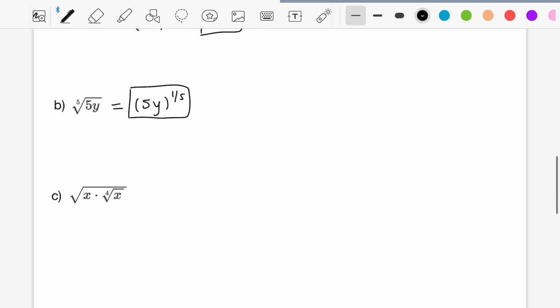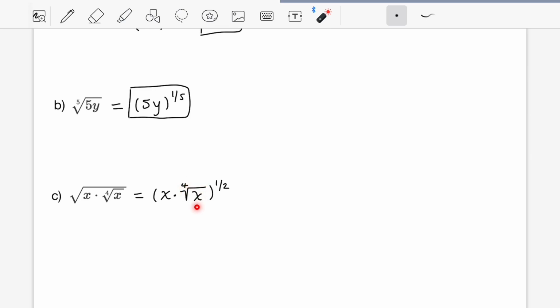Now for the next one, we have to be a little careful. What we'll do here is look at what's happening on the outside of everything. We have this square root, so that means everything under this radical symbol is being raised to the 1/2 power. So that's x times the 4th root of x, to the 1/2 power. We also know that we can rewrite the 4th root of x as x to the 1/4 power. So this will be x times x to the 1/4 power, to the 1/2 power.